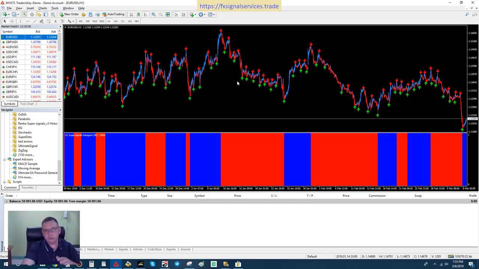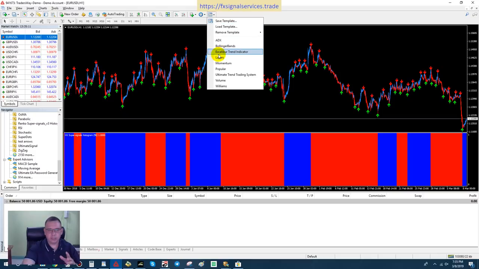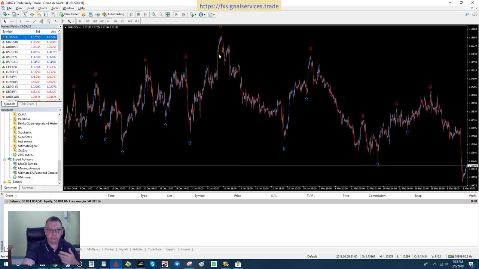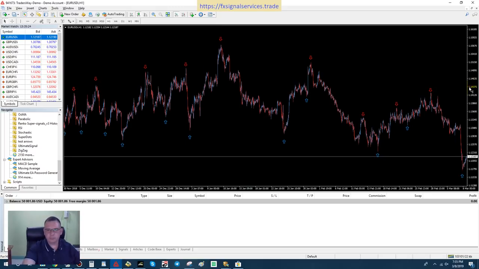Now, if we revert back to my Excalibur, let's look at it and compare the two. Now we see the exact same thing, and it's less cluttered. You don't see all these signals and arrows all over the place, and you don't see the histogram at the bottom. It's very clean, very neat.